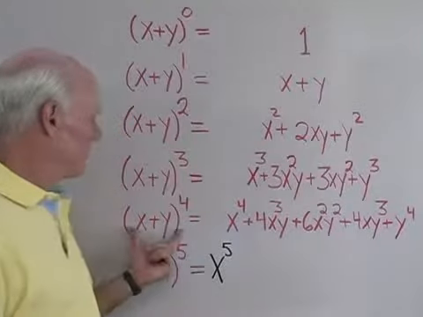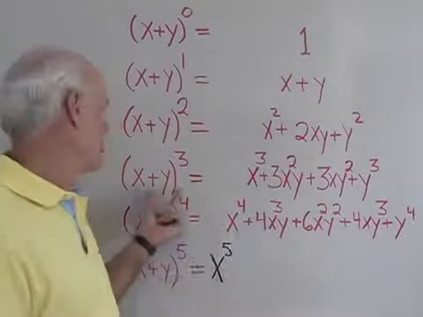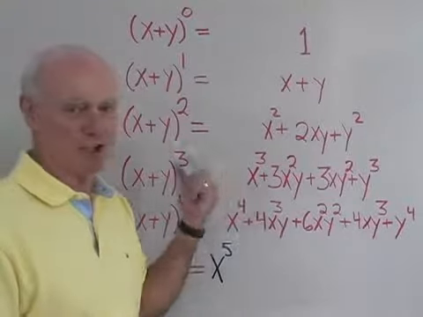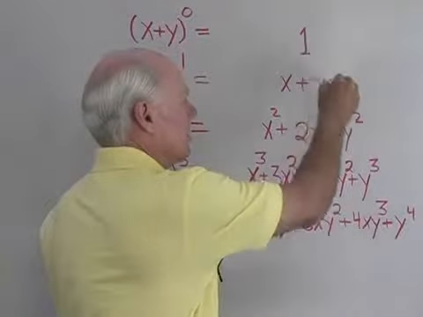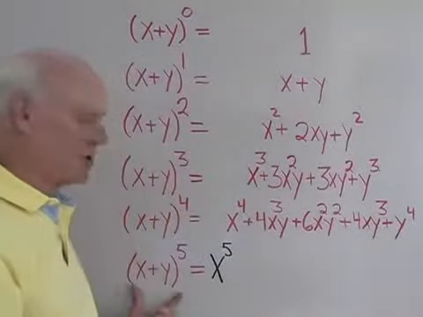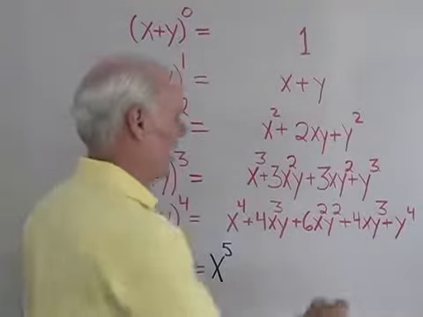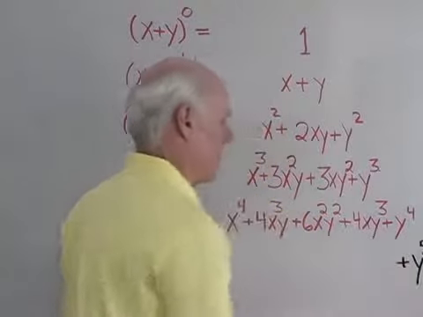So first of all, I know that the first term is going to be x to the fifth power, because when it's x plus y to the fourth, I get x to the fourth for the first term. X plus y cubed, I get x cubed, so on and so forth. How about the last term? To the first power, second power, third power, fourth power, I'm just going to guess here that x plus y to the fifth, I'm going to end up with a last term of plus y to the fifth power.